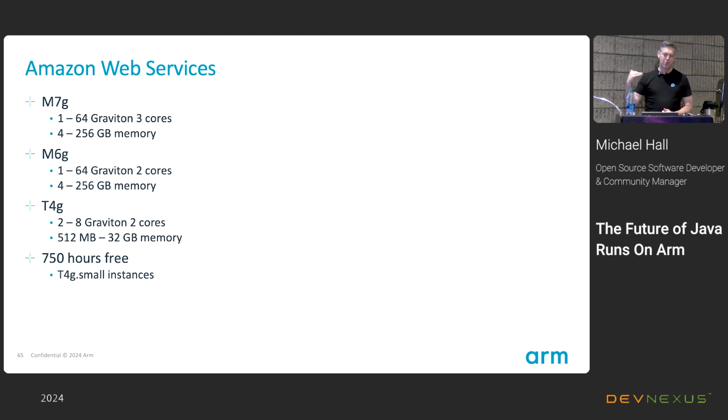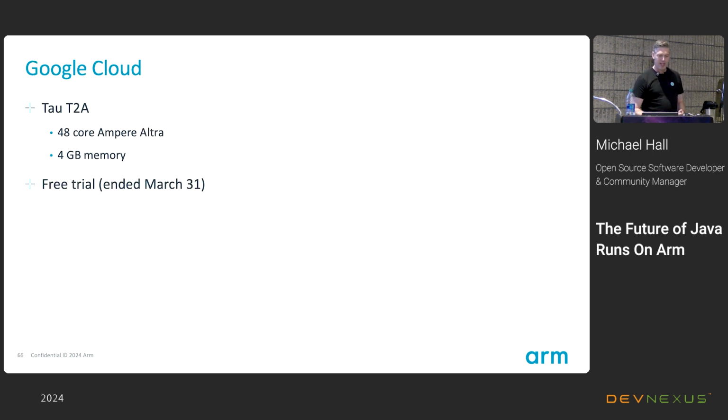That'll get you right at a month of full-time use out of one of these VMs. So it's a way to get started on Amazon without paying for it, at least for the smaller instances. And then Google Cloud has got the Tau T2A. Again, these are the Ampere chips. They're new ones. The Axion chips are not available for the rest of us to use yet.